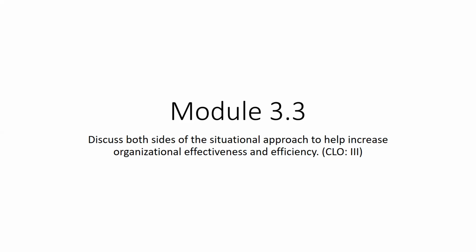Okay, so when we look at discussing both sides of the situational approach, we are looking at how we can help improve organizational effectiveness and efficiency, how well we do it, and how well we're getting it done. Okay, so let's take a little walk through this. This is the last part of module 3 in relation to situational approach, or situational leadership. The next two submodules, 3.4 and 3.5, are going to focus on path-goal theory.